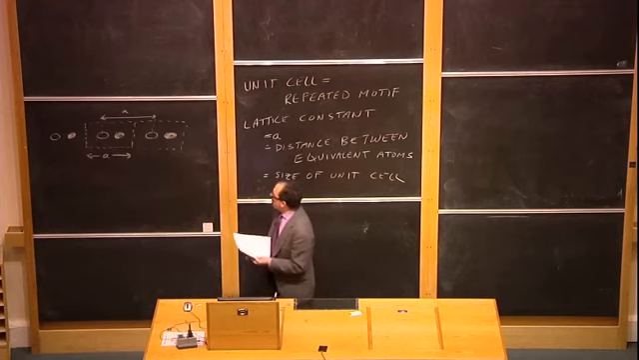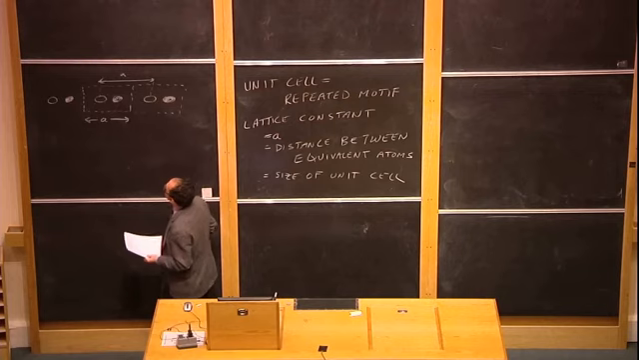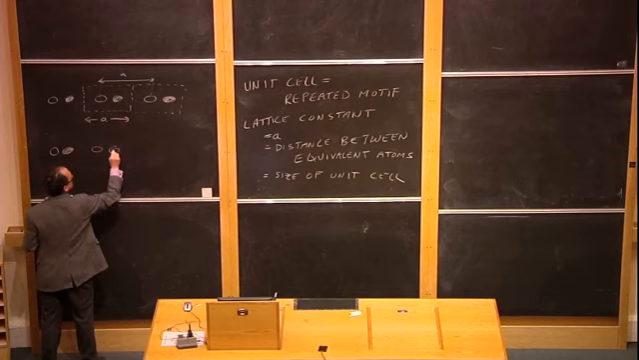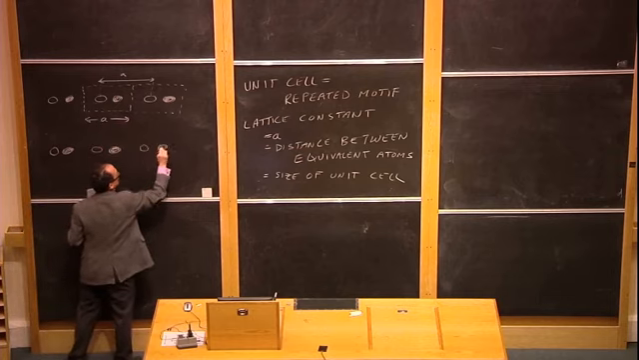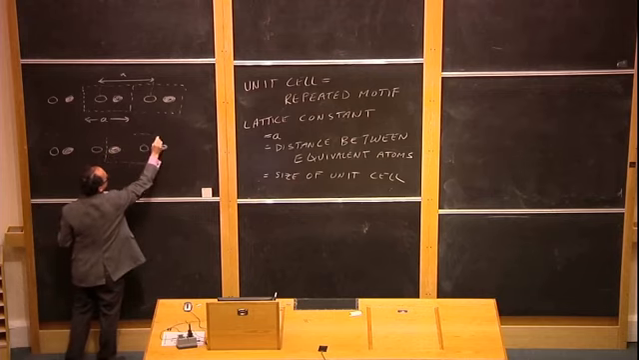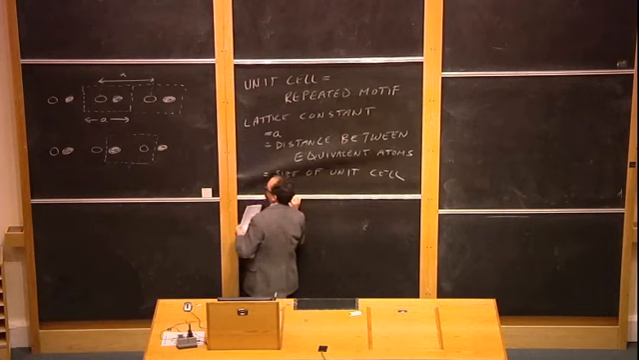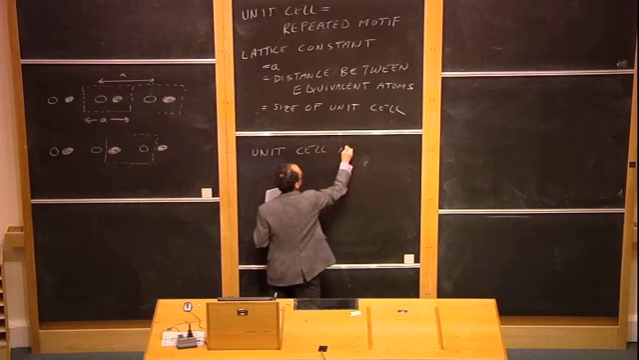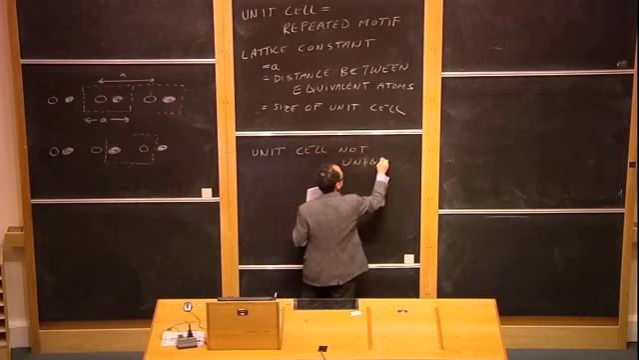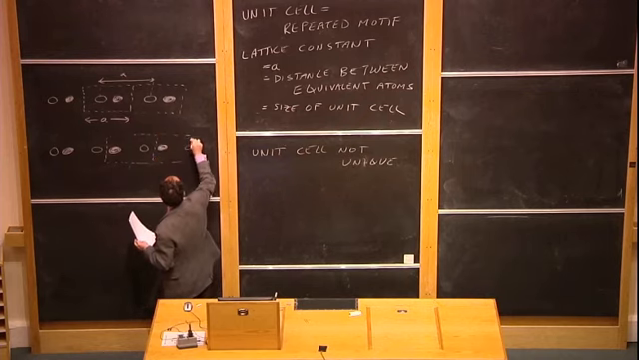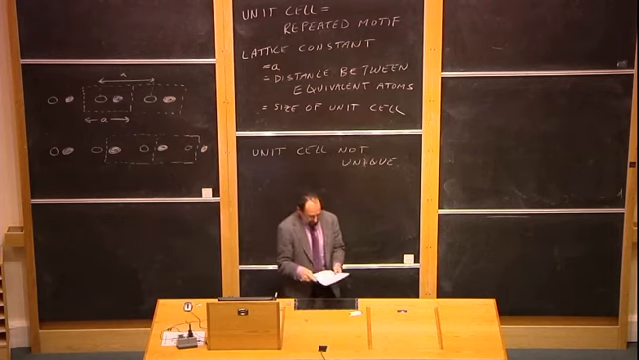Now, one side comment is that the unit cell is actually not unique. Let me draw another picture of this chain. I could have drawn the unit cell equally well like this. So that's something I should probably even write down because it's important. Unit cell, not unique. And if I had chosen this as a unit cell, I could stack duplications of that together and build up the entire chain as well.